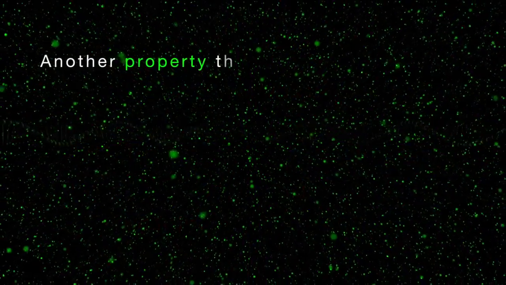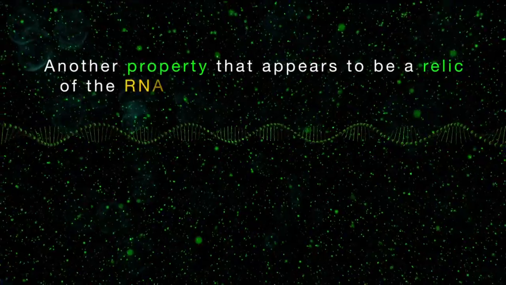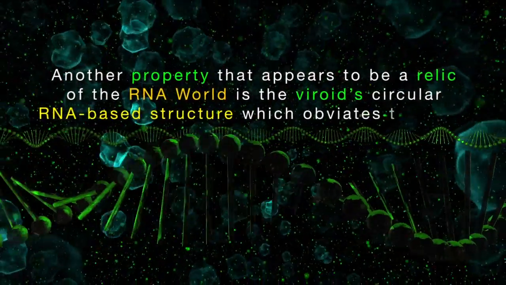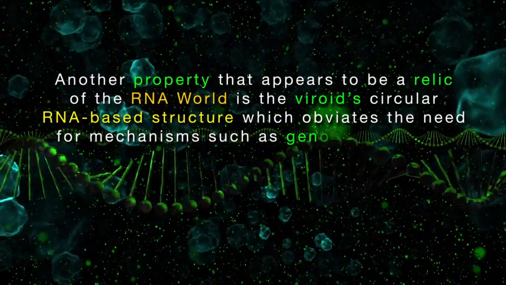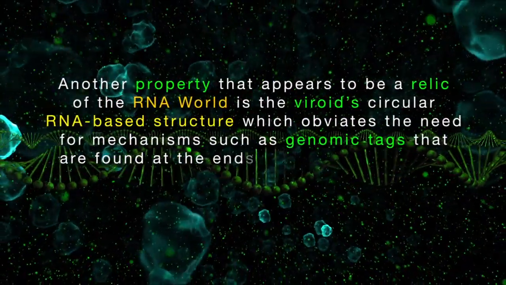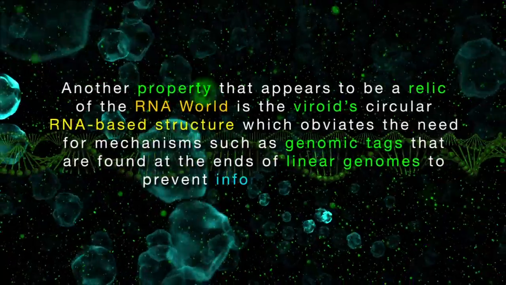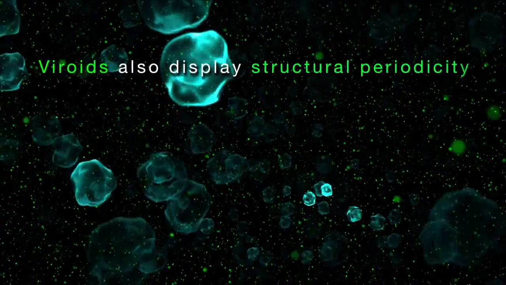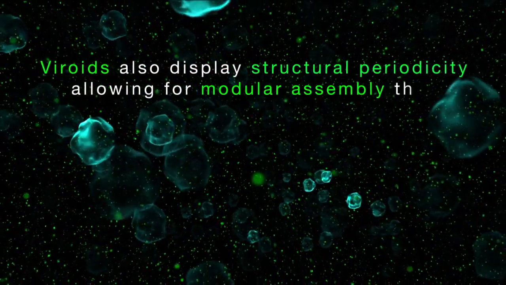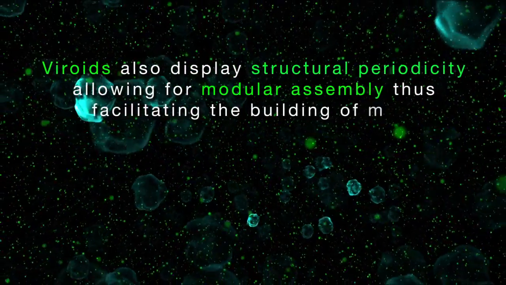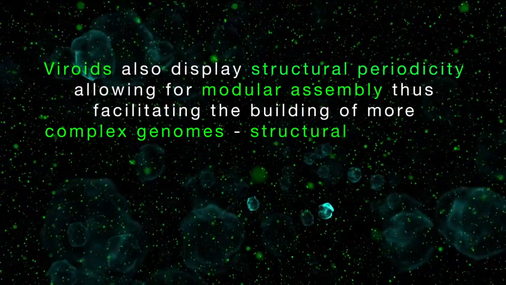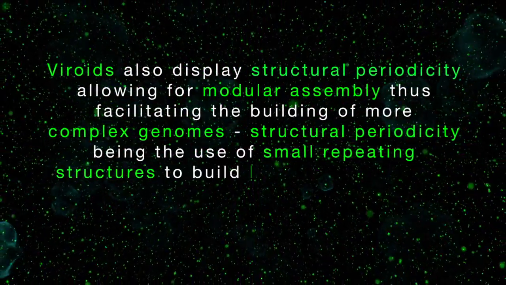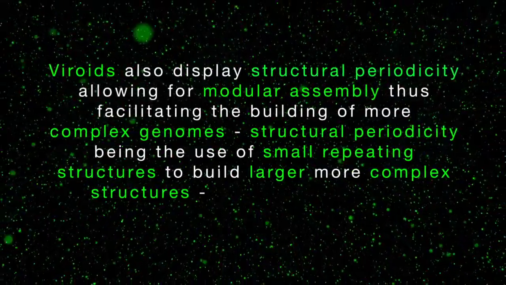Another property that appears to be a relic of the RNA world is the viroid's circular RNA-based structure, which obviates the need for mechanisms such as genomic tags that are found at the ends of linear genomes to prevent information loss. Viroids also display structural periodicity, allowing for modular assembly, thus facilitating the building of more complex genomes. Structural periodicity being the use of small repeating structures to build larger, more complex structures, a simplistic example of this concept being Legos.